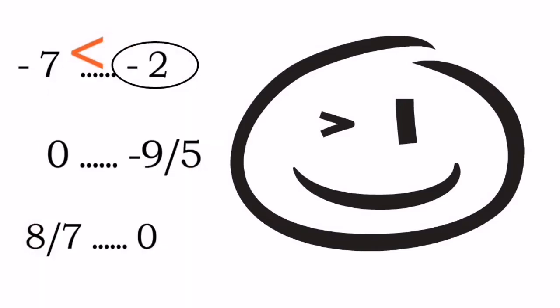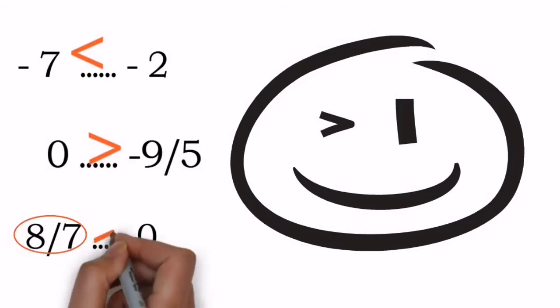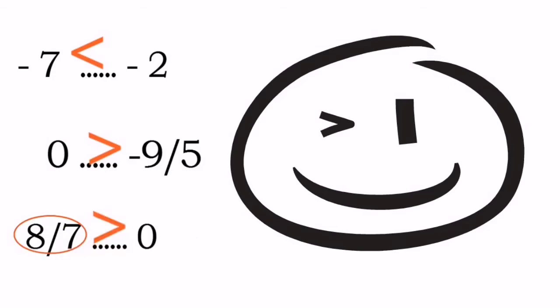Between 0 and any negative number, 0 is always greater. So that is why we will give the bigger than sign towards the 0. And same, if you see the third question, we'll come to know that positive numbers are always greater than 0. So 8 upon 7 will be given the greater sign. Isn't it easier? Yes, these three questions are very easy.